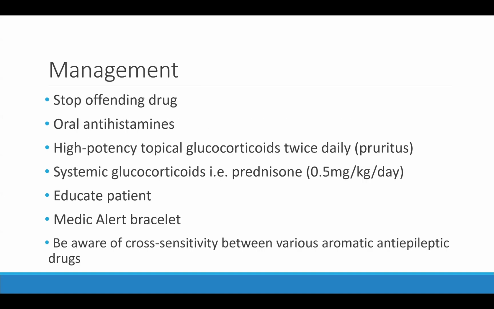Management, stop the offending drug. You can prescribe oral antihistamines and high-potency topical glucocorticoids twice daily, especially for pruritus. Patients will need systemic glucocorticoids such as prednisolone. Generally, a dose of about 0.5 milligram per kg per day will suffice, but sometimes you need to give a higher dose. Educate the patient and give a medic alert bracelet and make them aware of cross-sensitivity between various aromatic anti-epileptic drugs. So for the systemic glucocorticoids, in these cases, you often need to taper them slowly over at least 2 to 3 months. If not, the condition may recur.